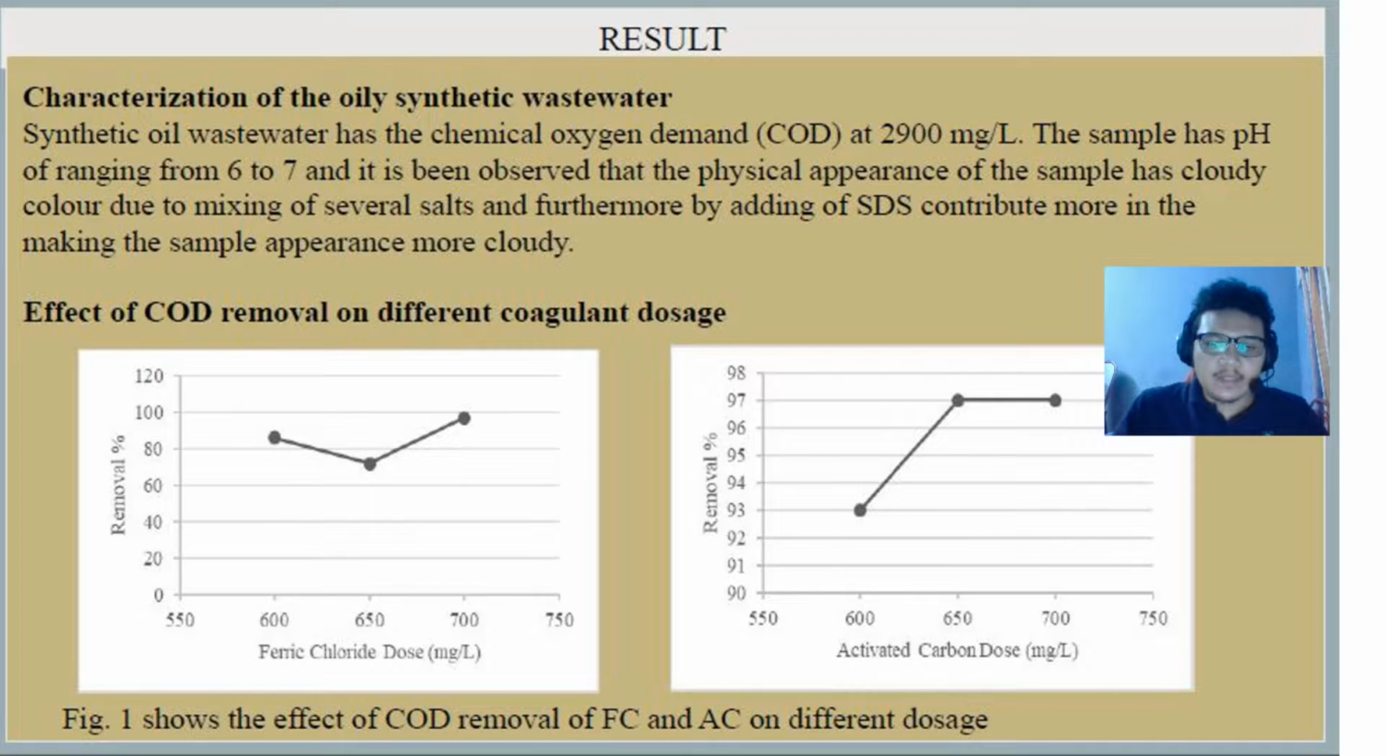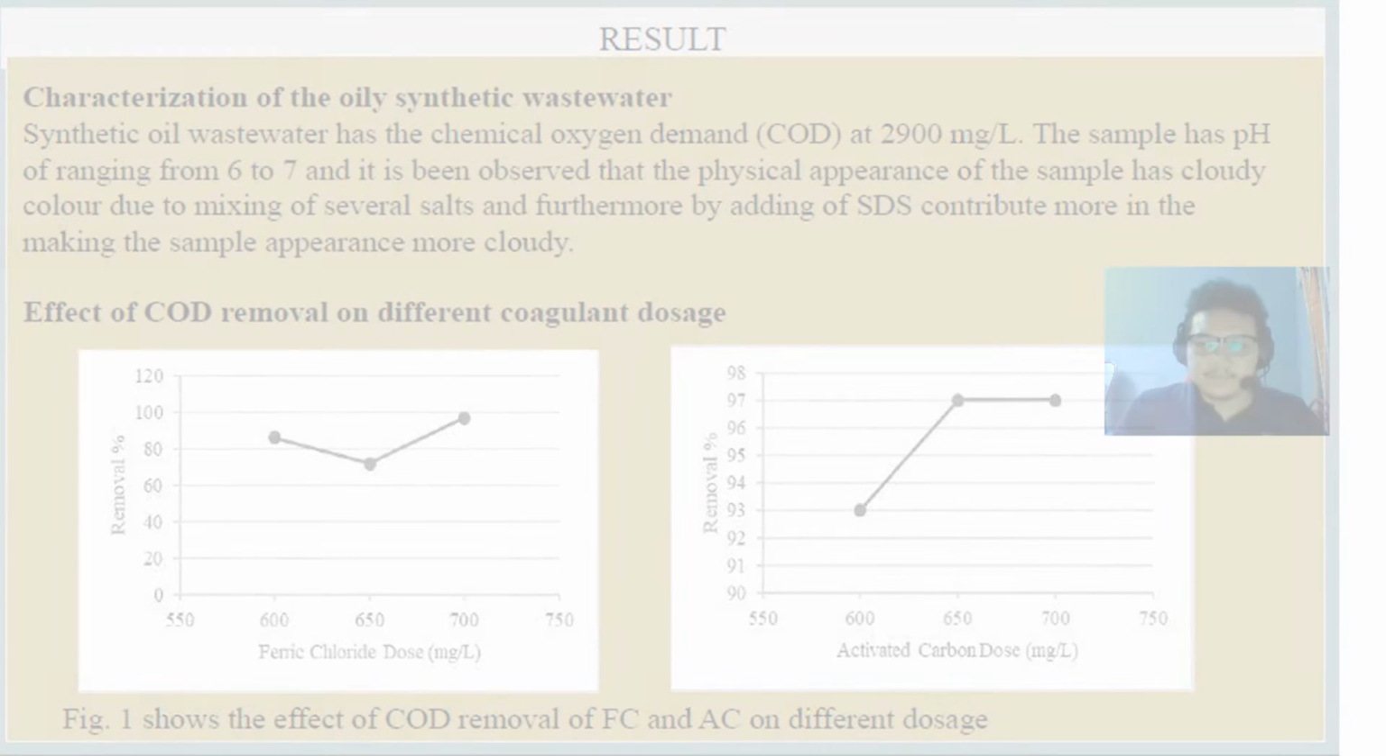So at 300 milligram per liter, the COD removal is at 93%, while at 350 and 700, both COD removal are at 97% removal. So from here, I can conclude that by adding acetic carbon in our test does improve the COD removal, and the optimum dosage for both ferric chloride and acetic carbon is identified at 700 milligram per liter.